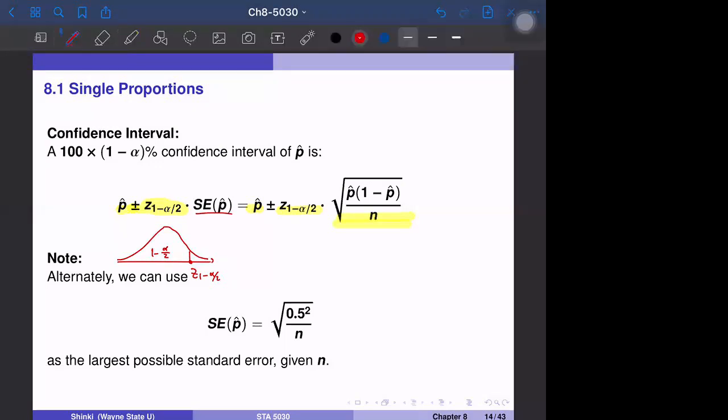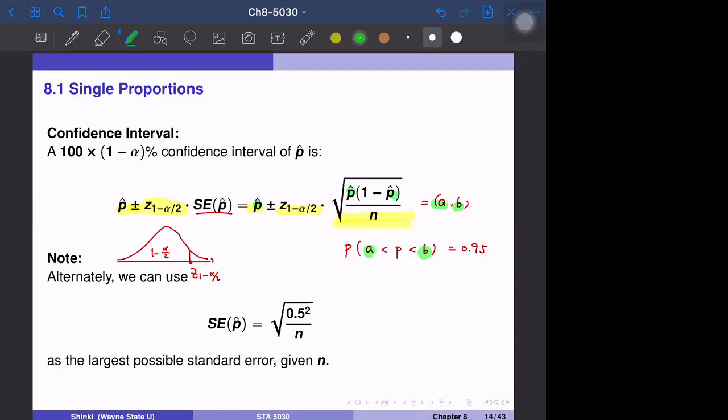So this is basically the interval. Say this interval is AB. Then the probability that p is between A and B is equal to 95%. Remember that A and B are random variables, so they depend on p hat. So we can think about the probability that p is between A and B. So this is the formula for the confidence interval.